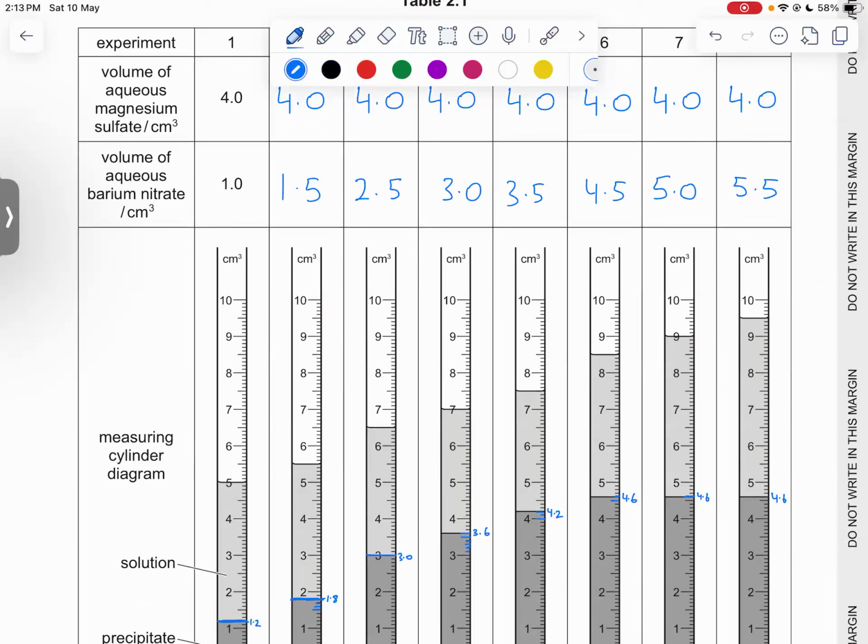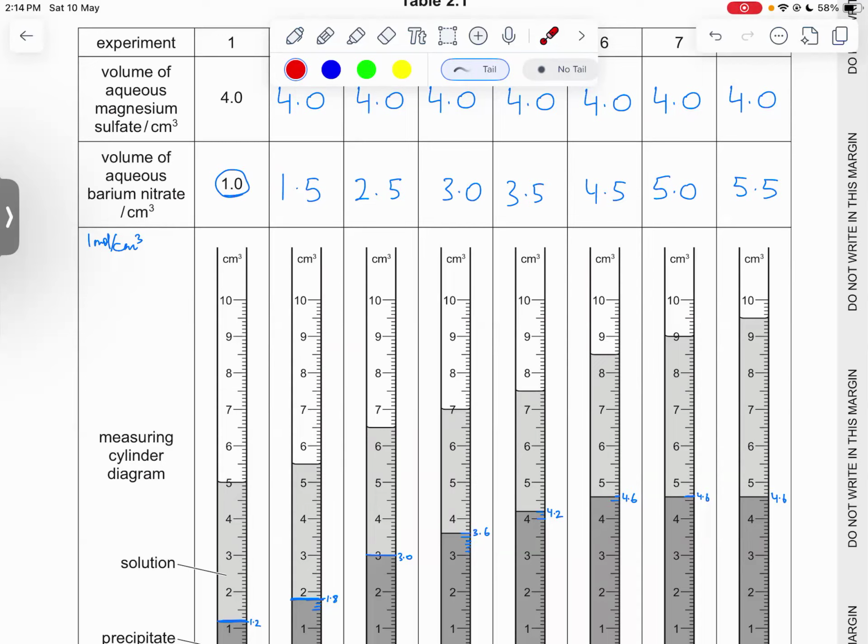Let's suppose everything had a concentration of 1 mole per dm cube. Or let's make it even easier for us. For now, let's take the concentration as 1 mole per centimeter cube. That means in 1 centimeter cube of this solution, there is 1 mole of barium nitrate. In 1.5 centimeter cube of this solution, there are 1.5 moles of barium nitrate, right?